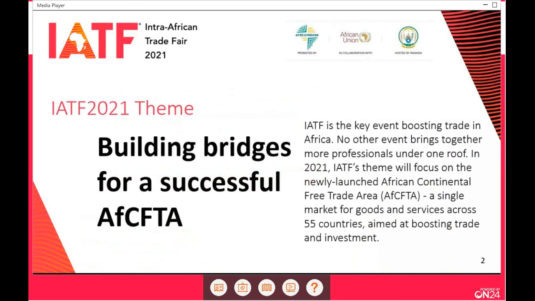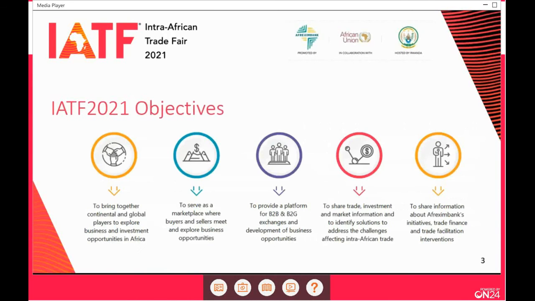Afreximbank, in collaboration with the African Union and the Government of the Republic of Rwanda, will host the second edition of the Intra-African Trade Fair under the theme Building Bridges for a Successful AfCFTA. The Intra-African Trade Fair is the key event boosting trade in Africa. No other event brings together more professionals under one roof. In 2021, IATF's theme will focus on the newly launched African Continental Free Trade Area, a single market for goods and services across 55 countries aimed at boosting trade and investment.